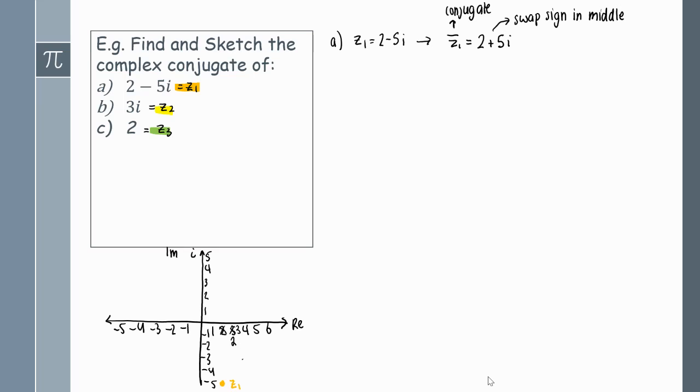If I sketch Z1, I'll go 2 units across my real axis and then down 5 units. The conjugate of this will be 2 units across, but now 5 units up. Notice these are just reflections over the x-axis. If I have Z2 equals 3i, I could rewrite this as 0 plus 3i, and the complex conjugate of Z2 would be 0 minus 3i.